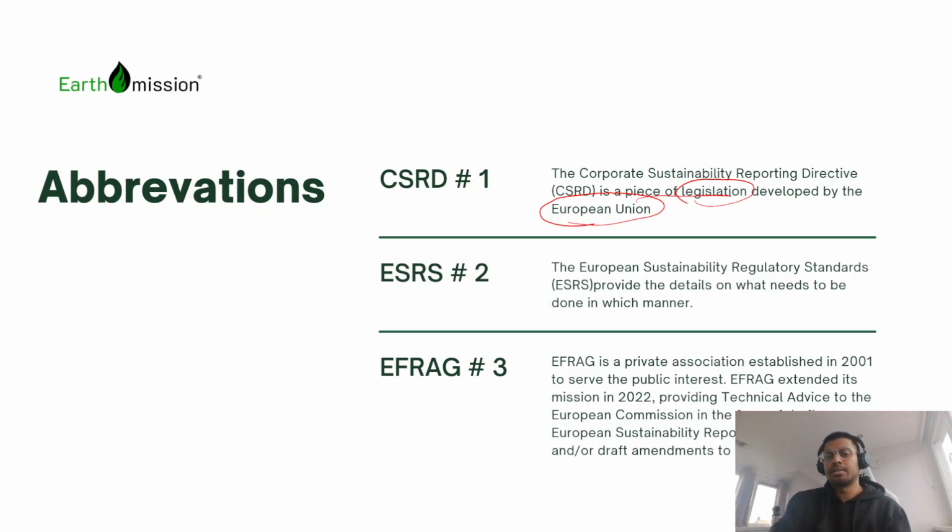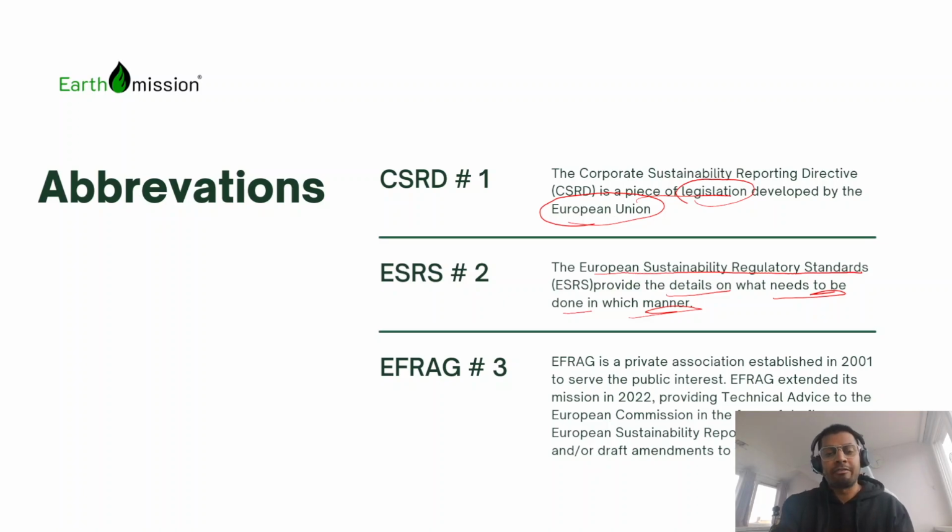And what is ESRS? The European Sustainability Regulatory Standards. So what does this do? How is it in relation with CSRD? ESRS provides details on what needs to be done and in which manner. You can think of it like a framework. ESRS is a framework to do a CSRD reporting. This framework has what needs to be included in the report, in which manner, what is the order, the topics, subtopics, and the cross-cutting topical standards and things like that. We will also unfold them at a later stage of the session.